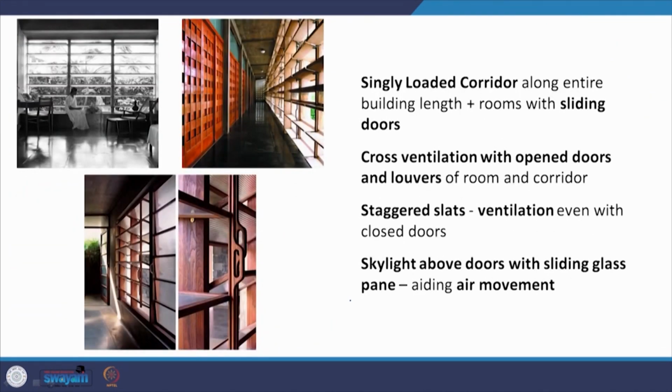So what we have inside the building is a singly loaded corridor along the entire length of the building, and the rooms on one side of this corridor have sliding doors. Cross ventilation takes place when the sliding doors are opened up, the louvers in the corridor are opened up, and the louvers in the room, which you can even identify here, are opened up. So literally the breeze or the wind flows from this side all the way to the back of the building. Amazing cross ventilation takes place through the building.